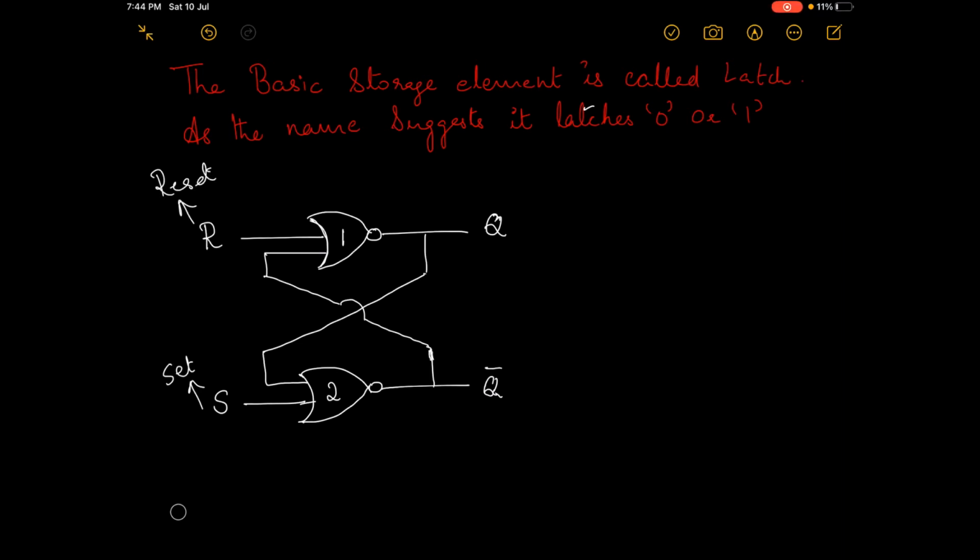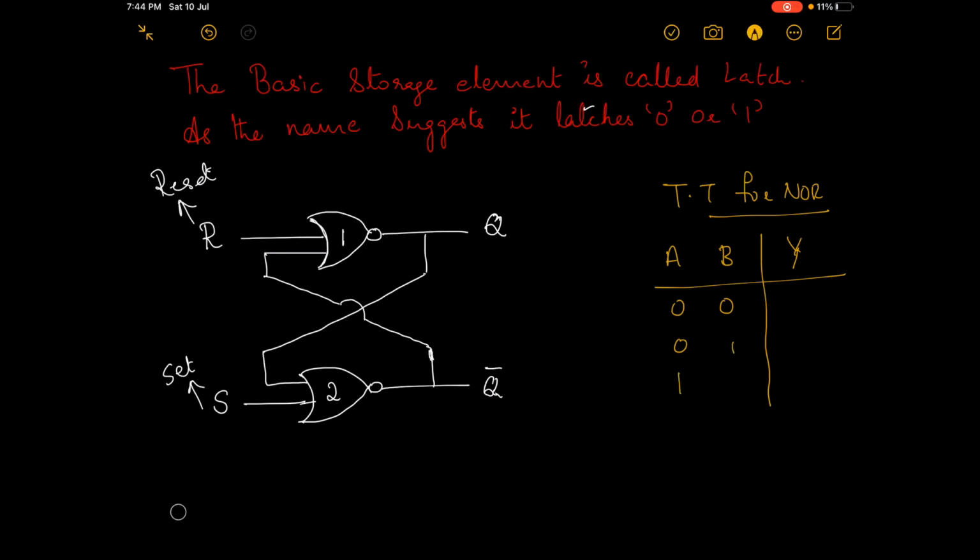In order to prove that, I need to know the truth table of NOR gate. So what is the truth table for NOR gate? Suppose A and B are the inputs and Y is the output. These are the combinations of input: 0, 0, 0, 1, 1, 0, 1, 1. When both the inputs are 0, the output is 1. When you give 0, 1, 1, 0, 1, 1, the output is 0.